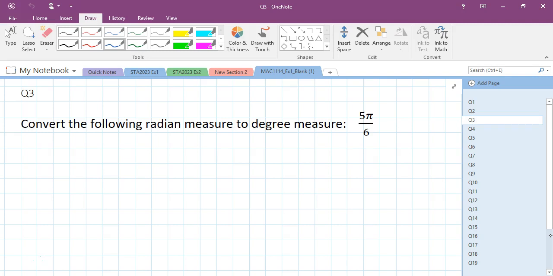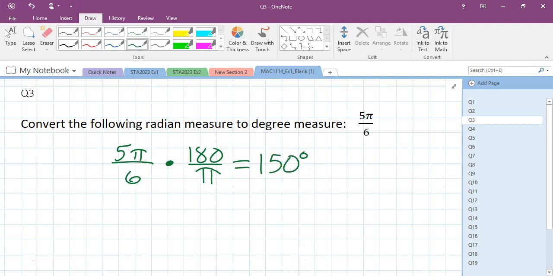It says convert the following from radians to degrees. So how do I take 5 pi over 6 and convert it into degrees? There you go. Multiply it by 180 over pi. You got it. So what's going to happen to the pi's? They cancel. So really all you're doing is taking 5/6 times 180. And what do you get? 150 degrees. Perfect.